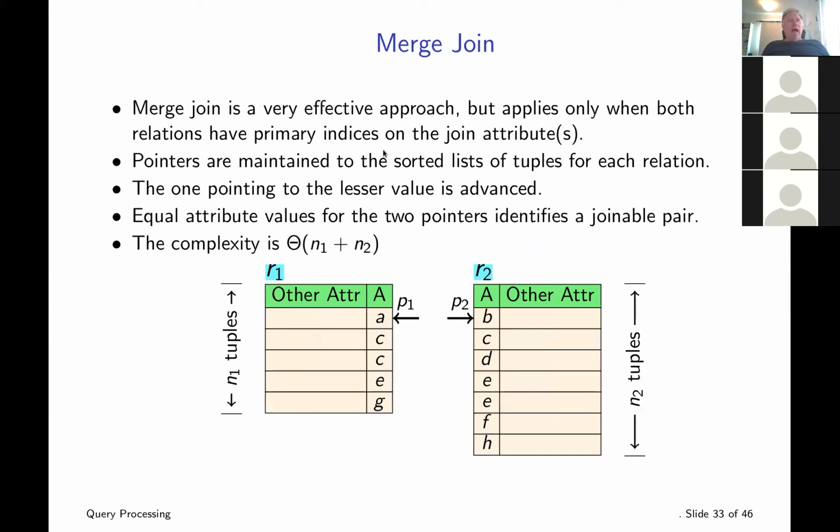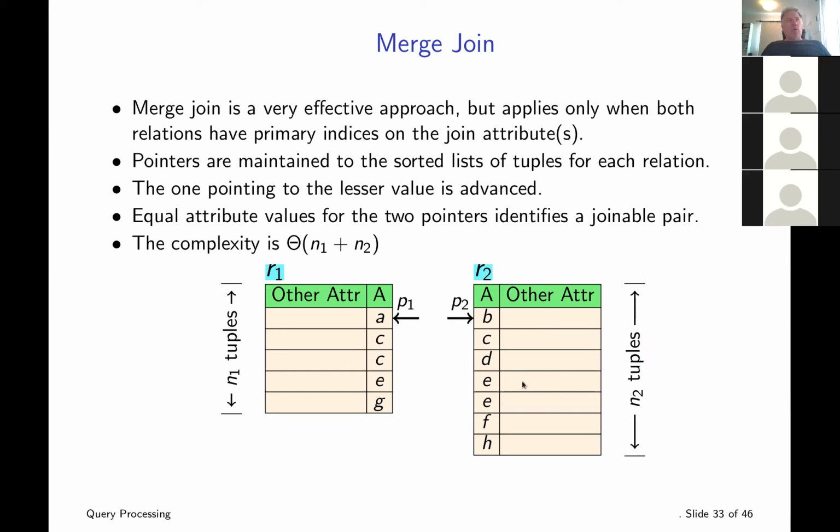Now we have an even better situation where we have a merge join, the case in which we have indexes built on both. We have indexes built for both attributes. And I guess the ideal here would be that it's clustered on A in both cases. So if R1 is clustered on A and R2 is clustered on A, we're just going to basically merge them together. We're going to get something on the order of the number of tuples in R1 plus the number of tuples in R2.